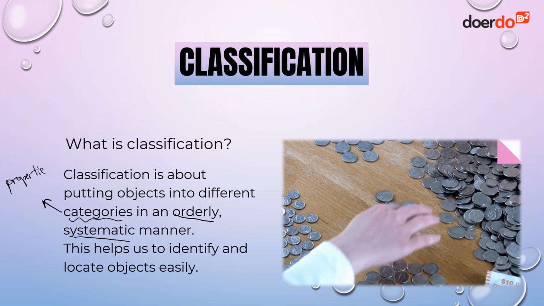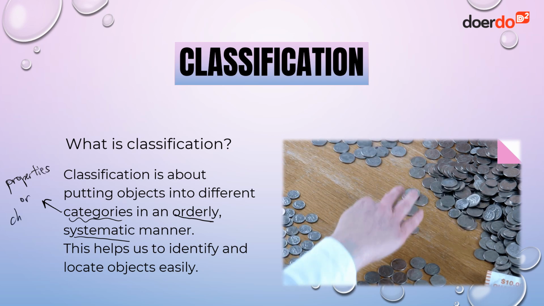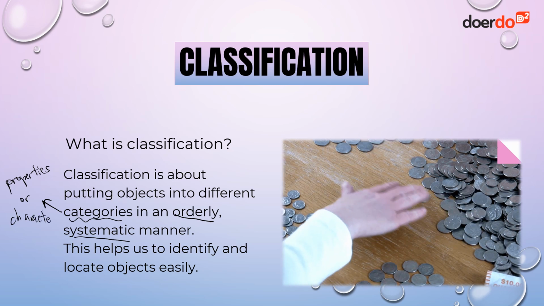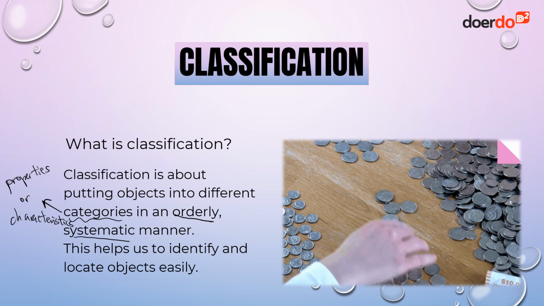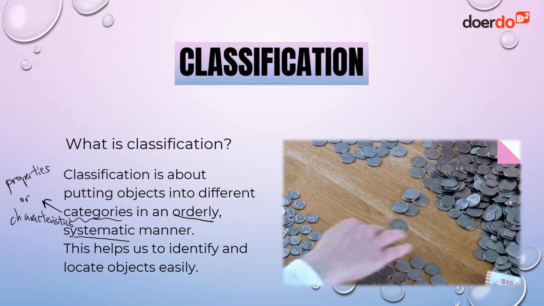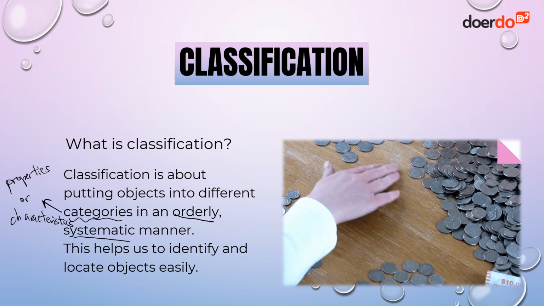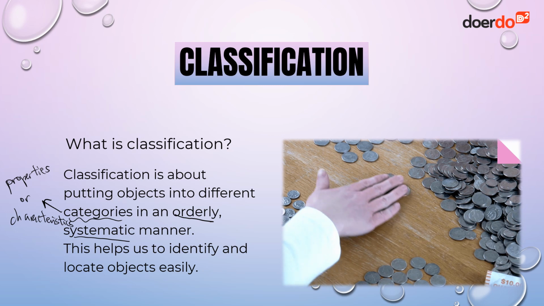So this is normally for materials or characteristics. Okay, so characteristics will be mainly for living things. So this is why we do our classification, and this is why classification is very important.